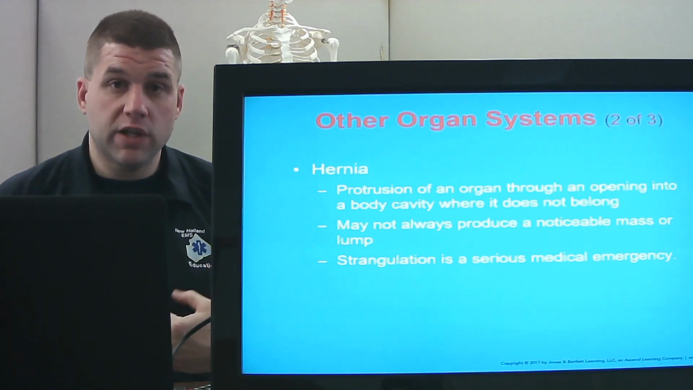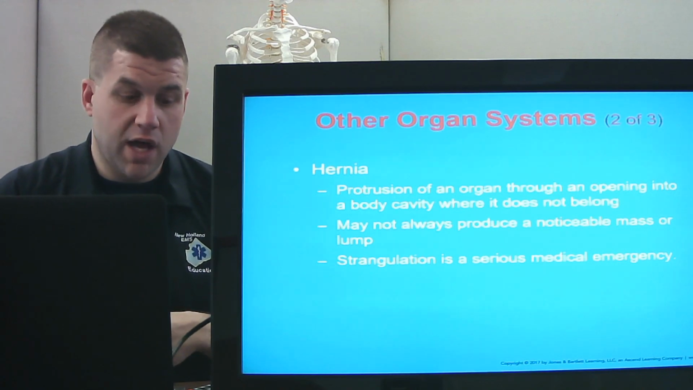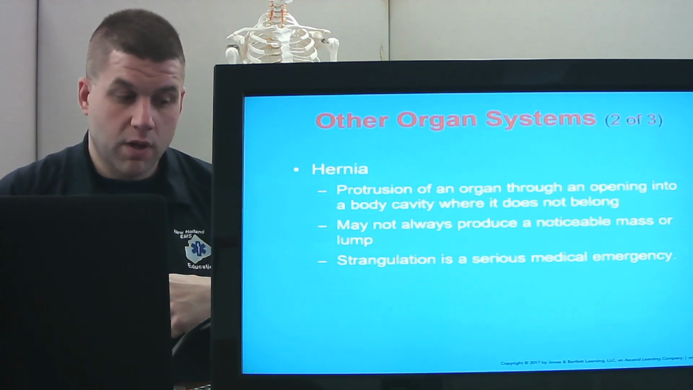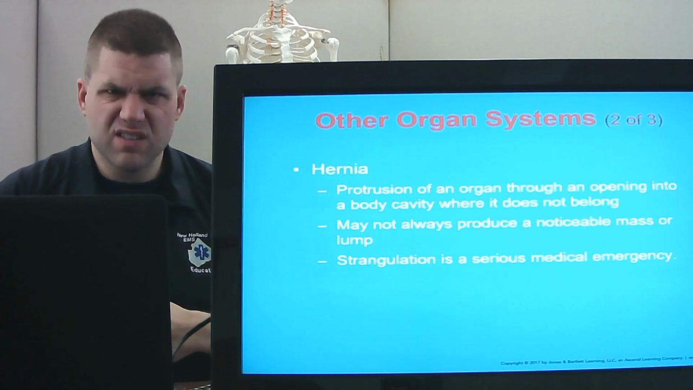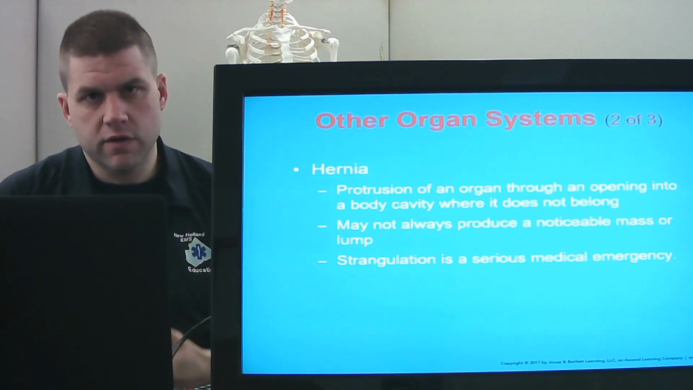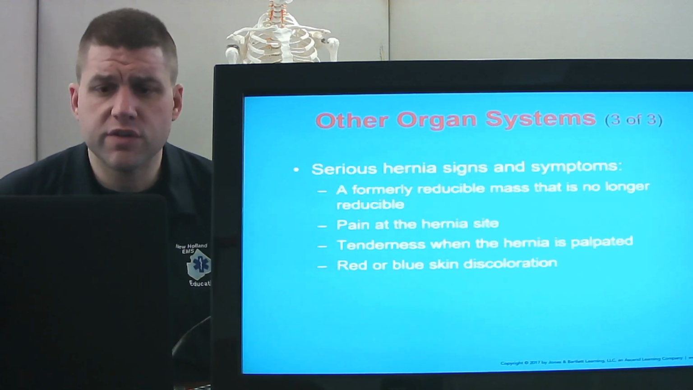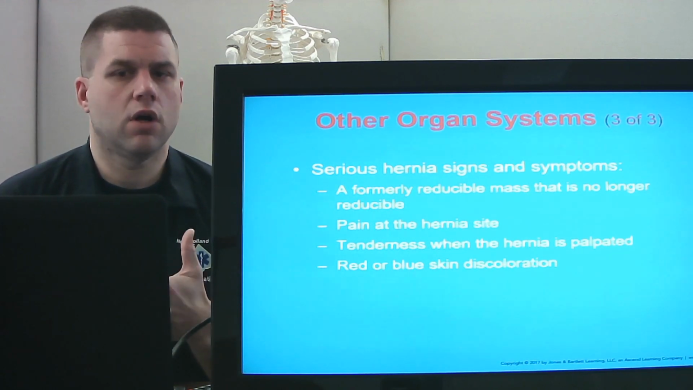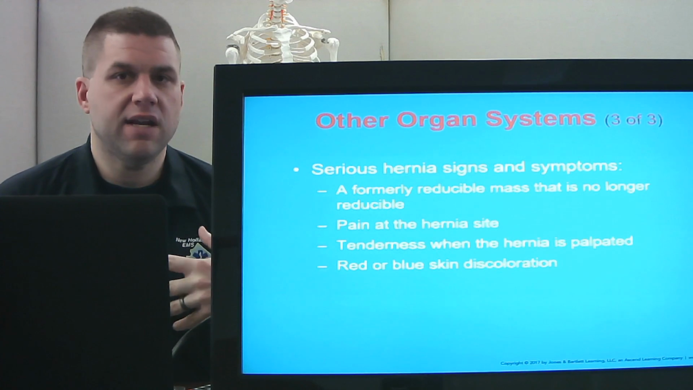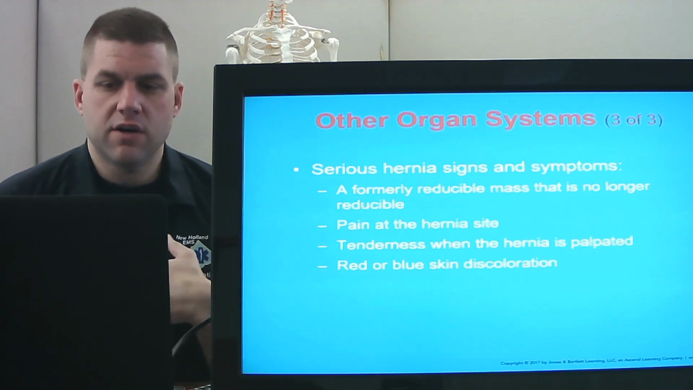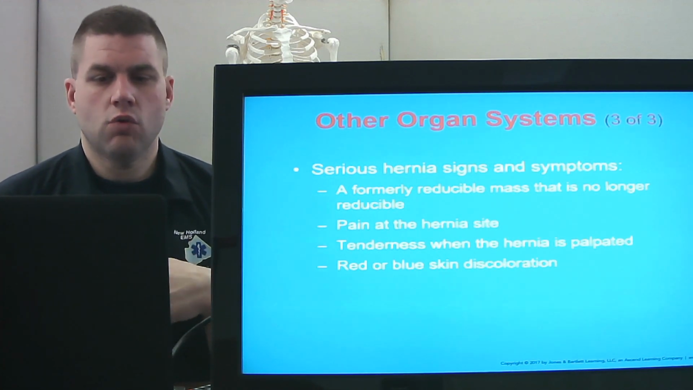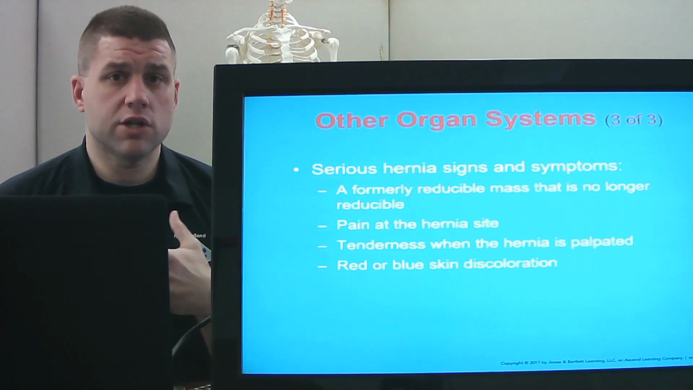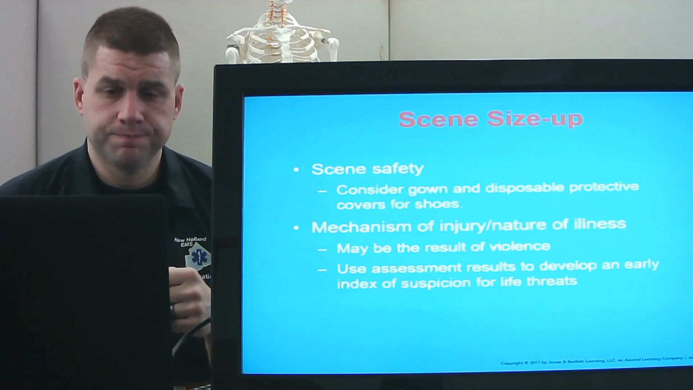But if it strangulates, if it's cutting off the blood supply to a vital organ, it's going to cause pain. It is a serious medical emergency. Serious hernia signs and symptoms: a formerly reproducible mass that's no longer reproducible, pain at the hernia site, tenderness when the hernia is palpated, red or blue skin discoloration, and that's showing a lack of blood flow.